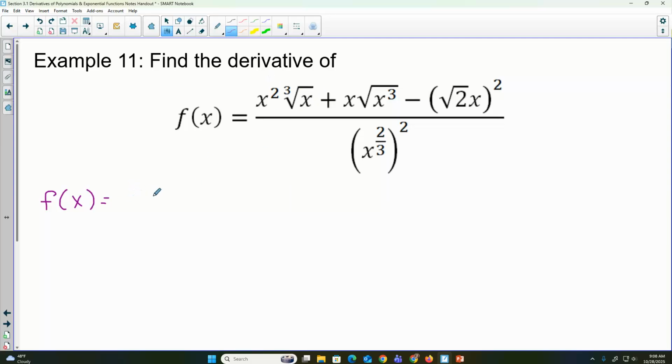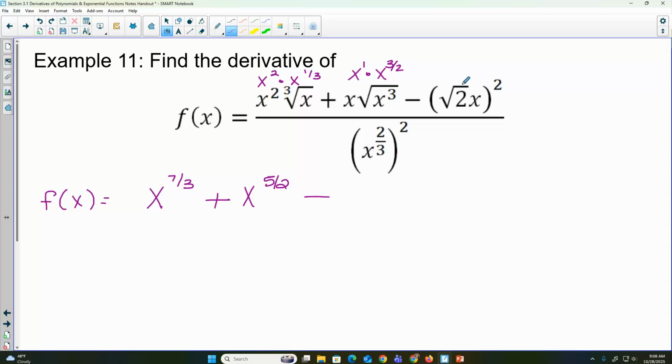When I have x squared times the cube root of x, the cube root is what power? If those are multiplied, what do you do with their exponents? Add them. So 2 would be like 6 over 3 plus 1 over 3. So that's x to the 7/3. Here we have x times the square root of x cubed. That would be x to the 3/2. So 1 plus 3/2, so 2 over 2 plus 3 over 2, 5 over 2.